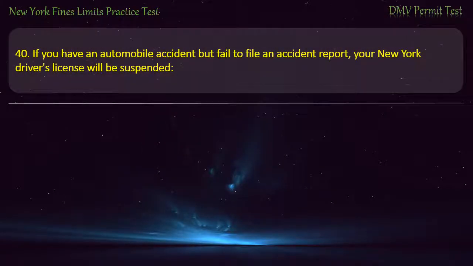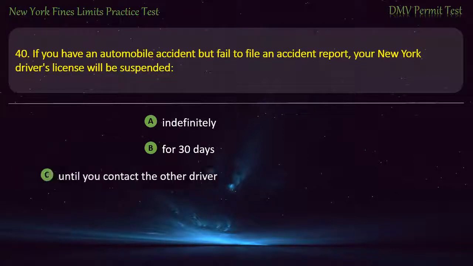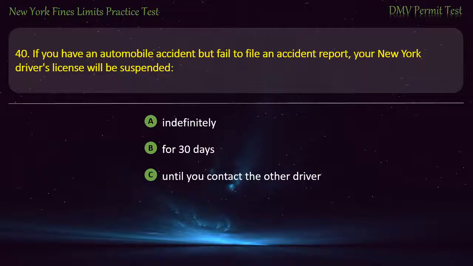Question 40. If you have an automobile accident but fail to file an accident report, your New York driver's license will be suspended indefinitely, for 30 days, until you contact the other driver, for at least 1 year. Answer: Indefinitely.